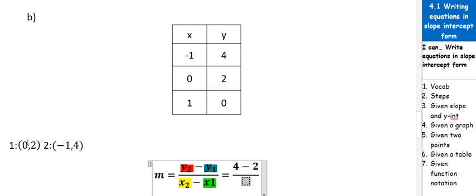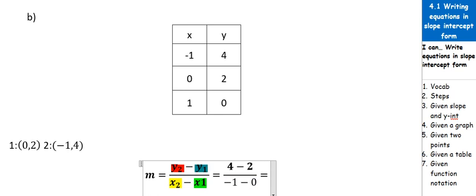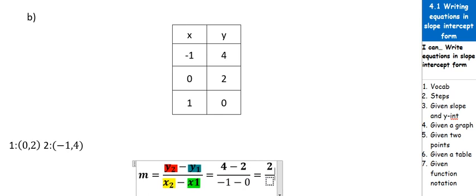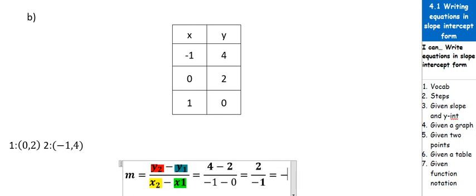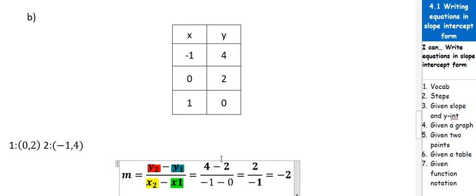x2 minus x1. -1 minus 0. 4 minus 2 is 2. -1 minus 0 is -1. I have one negative on there, so this is 2 divided by -1. It gets me -2 as an answer. And this is my slope.